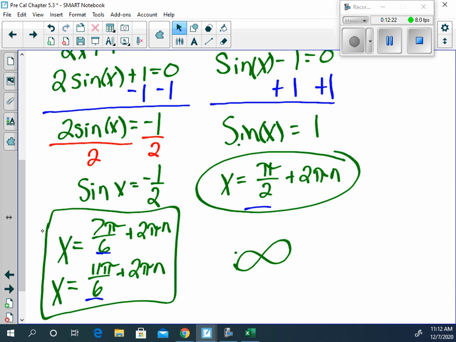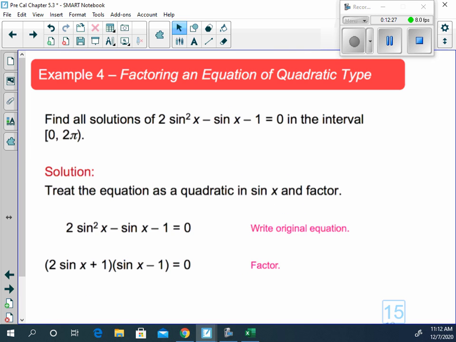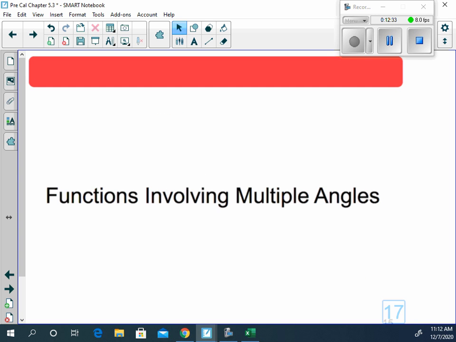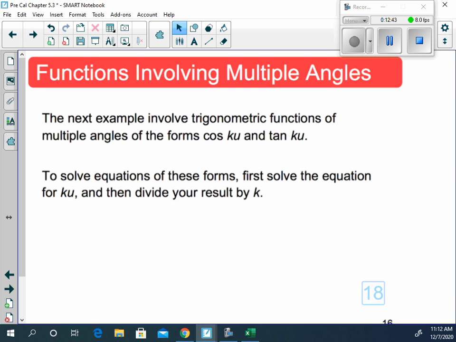Questions on these here? We're good with this here? So we factored it, solved, and we found this here if we're on the interval of 0 to 2 pi. If not, we have others. Questions on this here? Any questions on any of this here so far? Yep. 2.